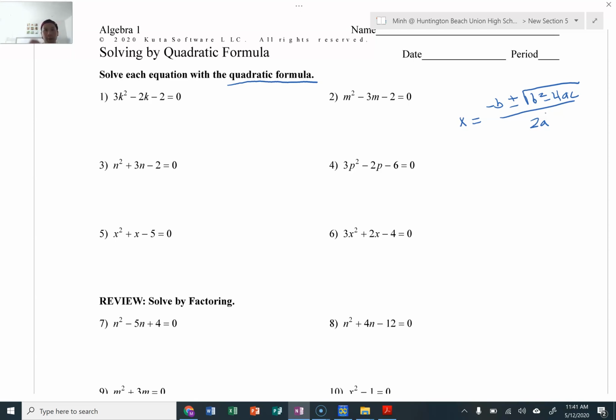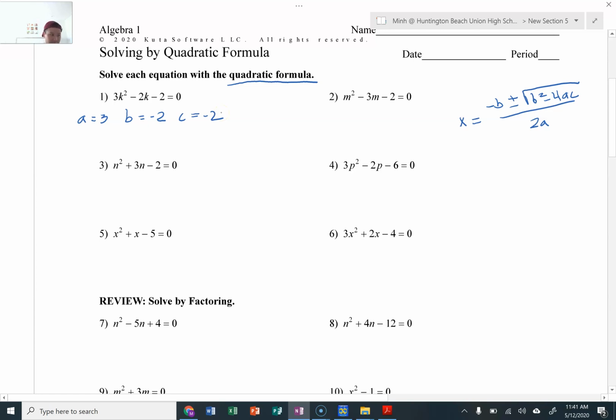So we're going to just do problem number 1 because problems 1 through 6 are exactly the same thing. And I have the answer key in the bottom to allow you to check your work as you go. So let's do number 1. Our a is 3, our b is negative 2, and our c is going to be negative 2. So we're going to plug this in.